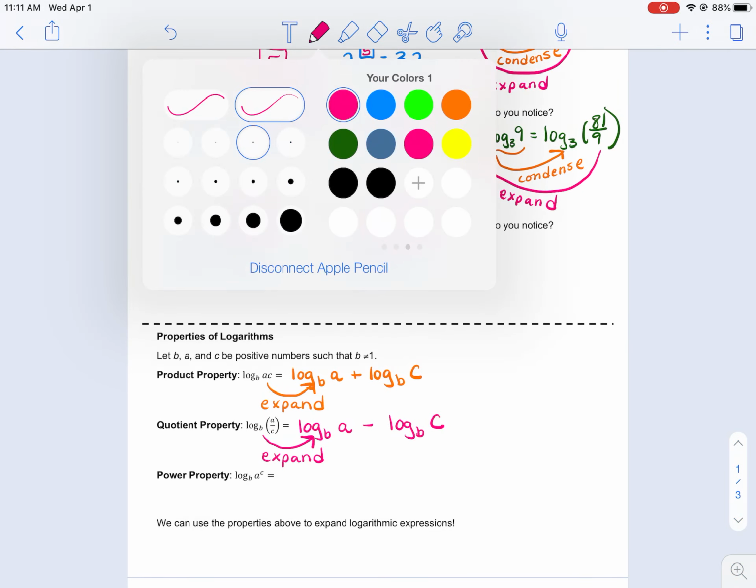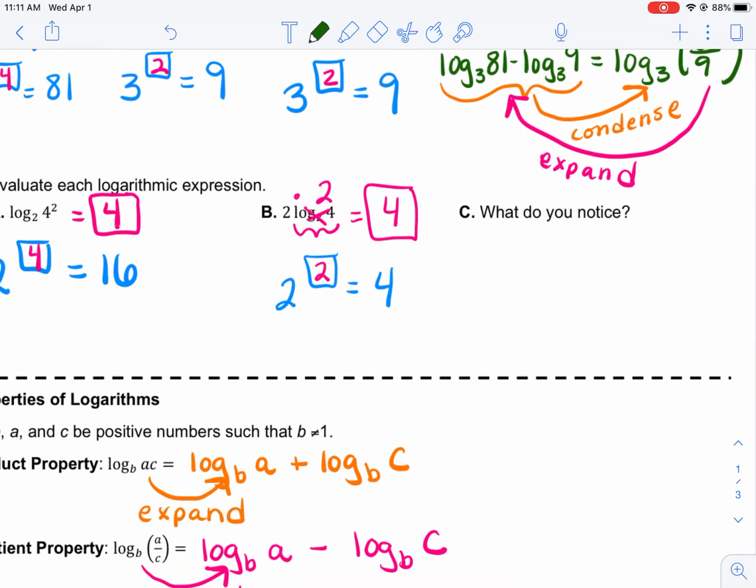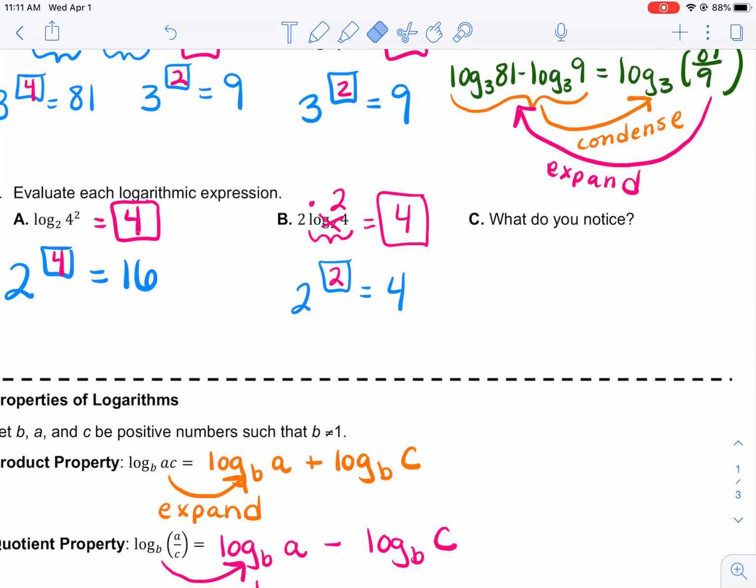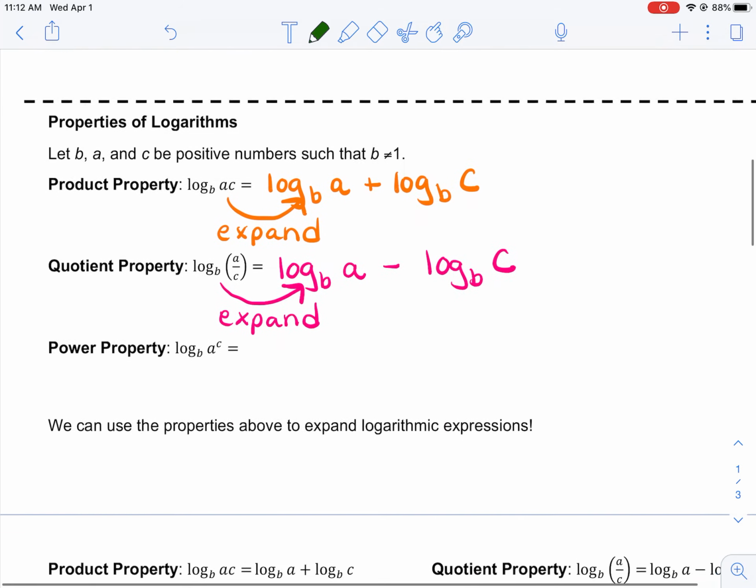Okay, so the last thing I want you to notice, and again, I'm just trying to introduce these properties. So if I look at part A and I look at part B, I take away my notations. What I want you to see and notice is that log base 2 of 4 squared is equal to 2 times log base 2 of 4. And so what happens here is that exponent 2 came out in front of the log. Okay, so if I took that 2 and put it out in front, I would get the right side. Okay, so this is an example of what's called the power property.